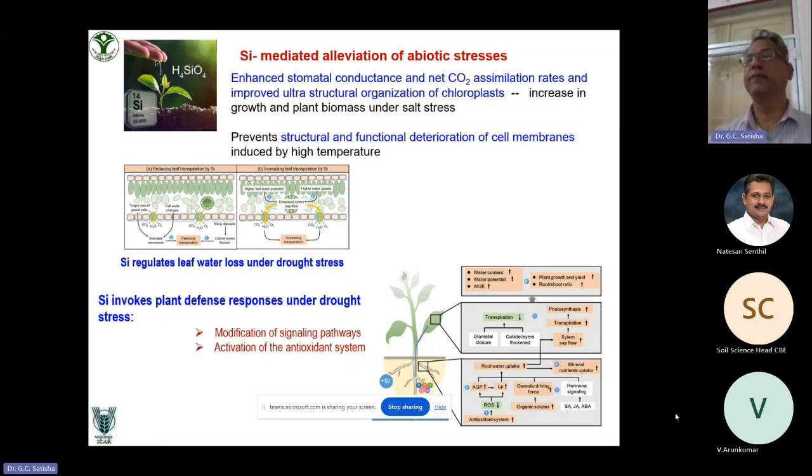Then another most important is it plays a significant role in upregulation and downregulation. This is one area where it will modify the signaling pathways and antioxidant systems. Because of silica's role in membrane constitution, there are different mechanisms that happen. These are details of the papers we have been working on, on signaling pathways and antioxidant systems. And these are some of the basic systems showing a plant defense response under drought conditions.